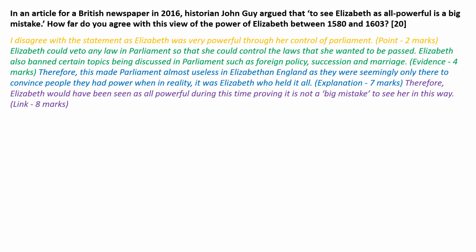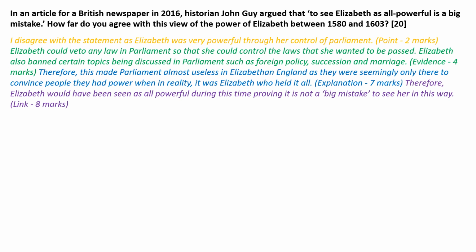Therefore, this made Parliament almost useless in Elizabethan England, as they were seemingly only there to convince people they had power, when, in reality, it was Elizabeth who held it all. So we've got explanation here. Parliament didn't have power, Elizabeth had it all, and we are disagreeing, therefore, with the statement. So this would see us achieve 7 marks.